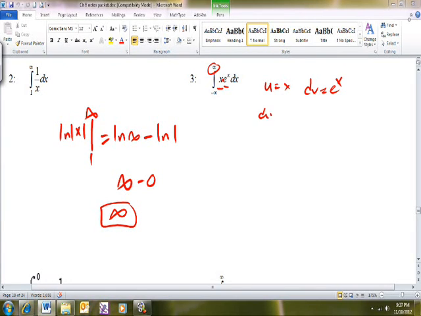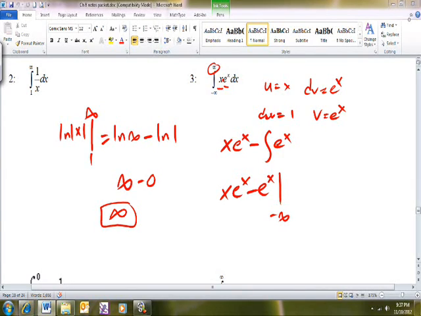So du equals 1, and v equals e to the x. So we're going to do our whole integration by parts deal. So uv is x e to the x minus the integral of v du. So e to the x. So we get x e to the x minus e to the x. And we've got to plug this in from negative infinity to infinity.